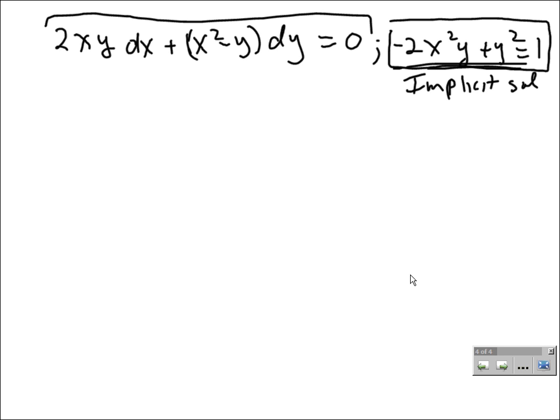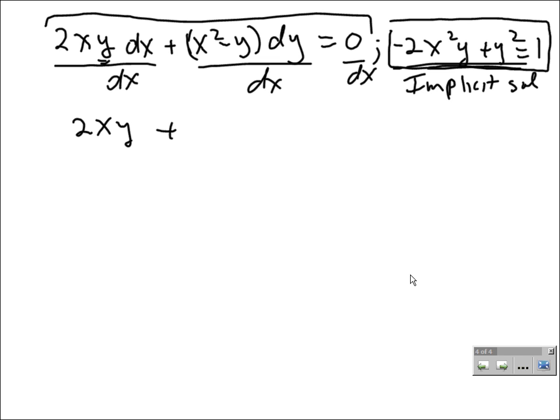Alright. So we need to work on this left side. We need to have derivatives, y prime, y double prime, y's. Right now we have none of that. Well, we do have a y. What I'm going to do is divide each term by dx. So the left one becomes just 2xy. The middle one becomes x squared minus y times dy dx, which is y prime. And 0 divided by dx is 0.